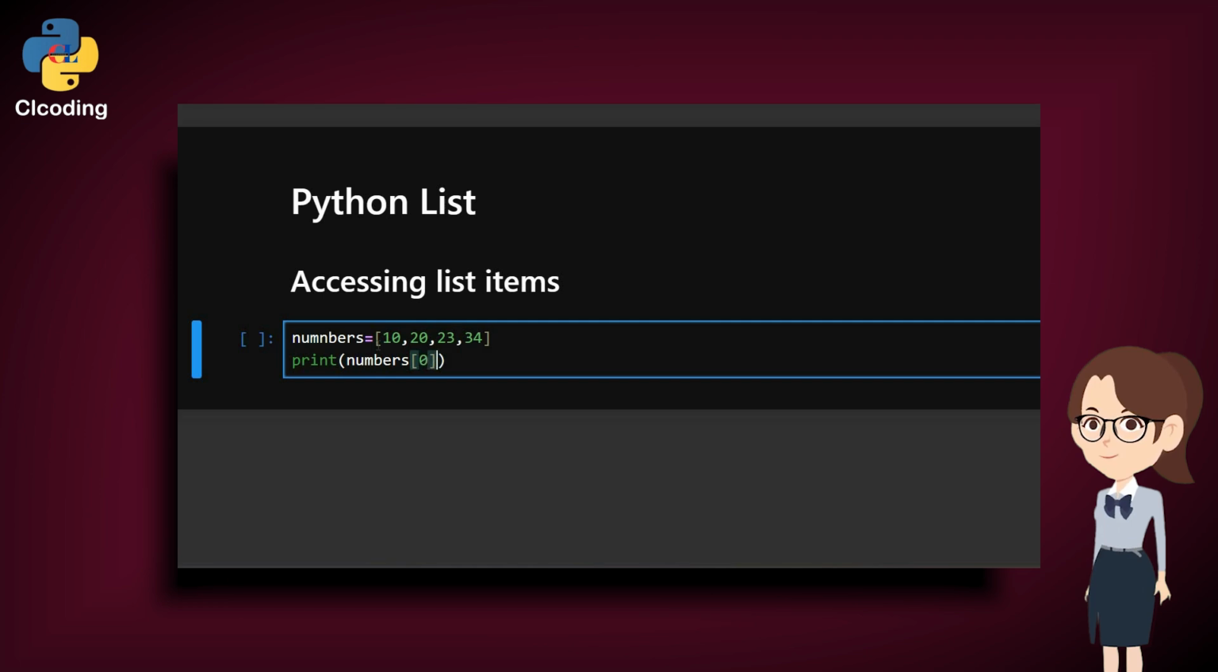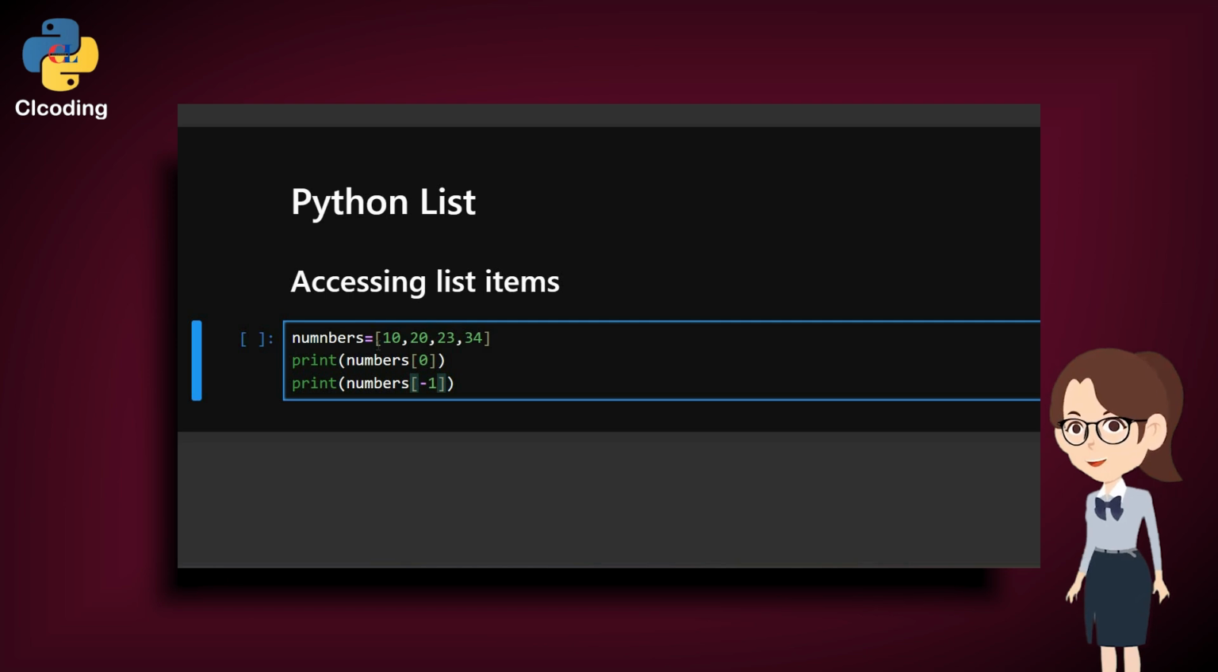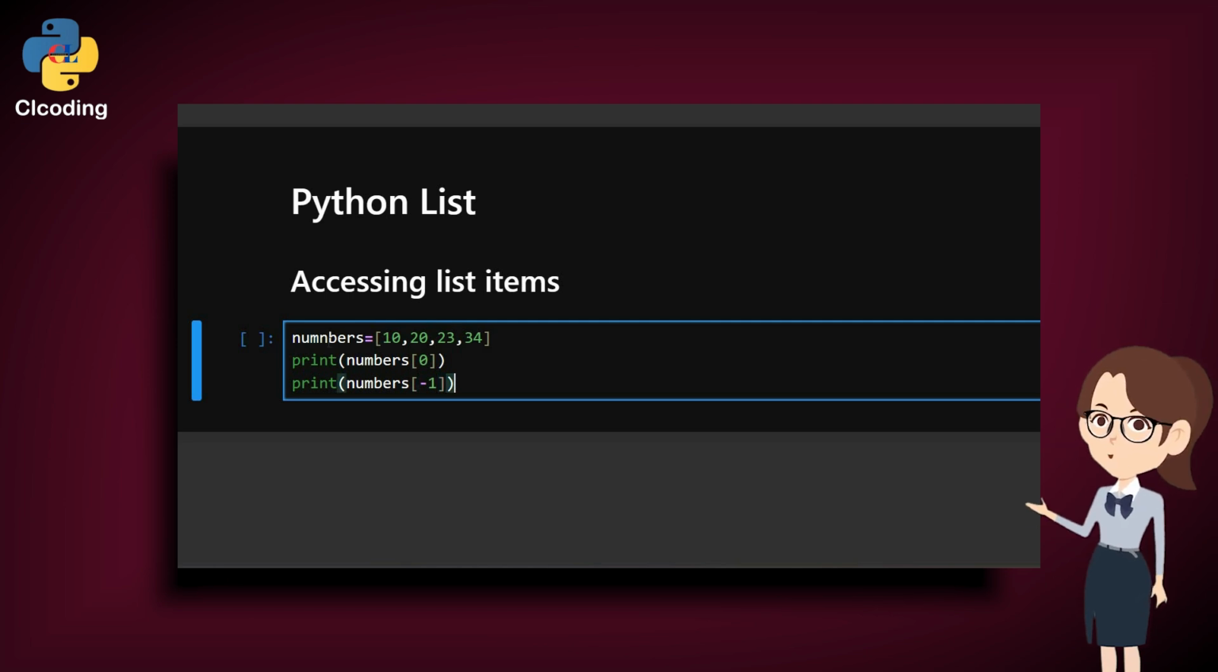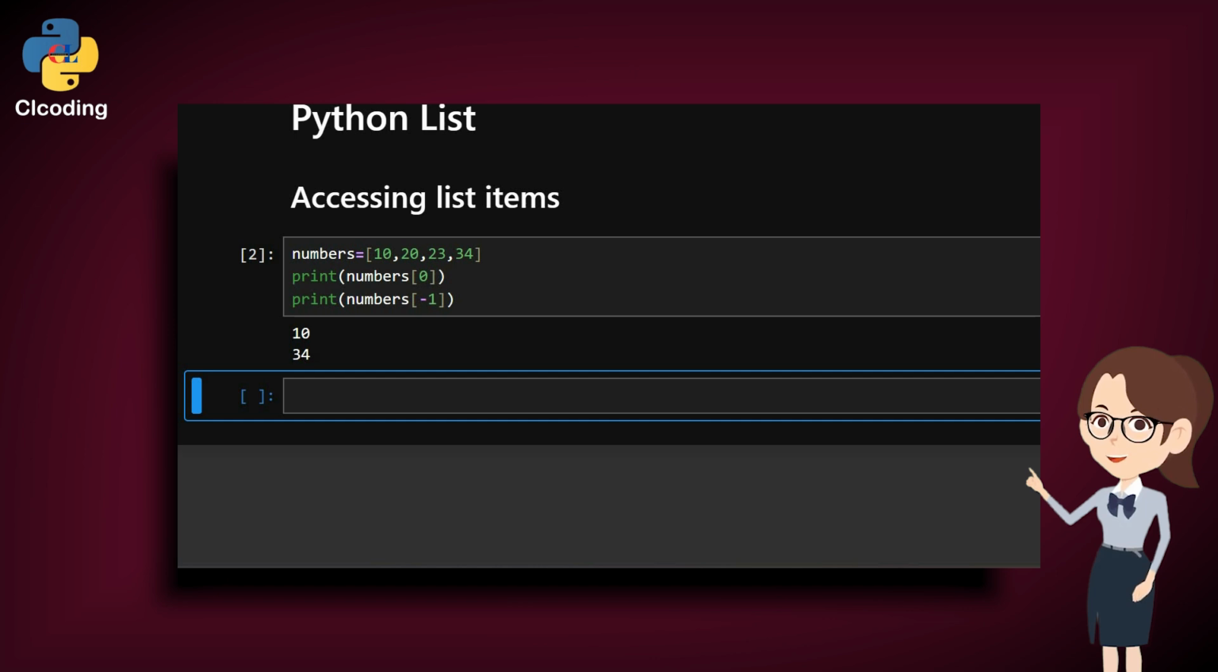Suppose we want the element at index 0, so we can print it like this. And for reverse we use negative indexing. So let's see its output. So here is how we access the element. Now moving on to the next one.